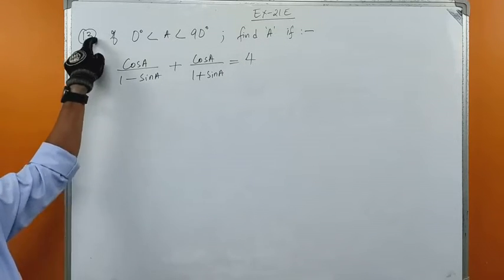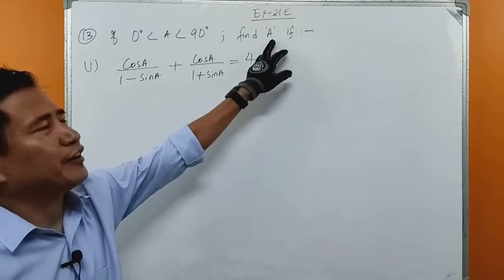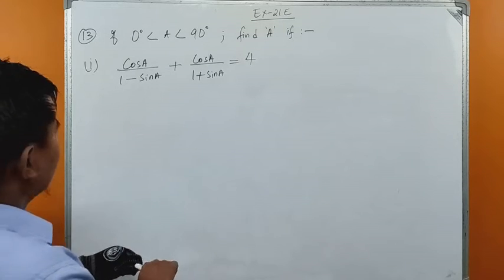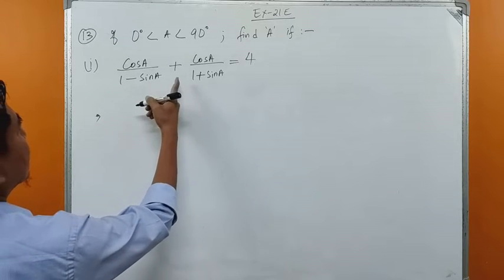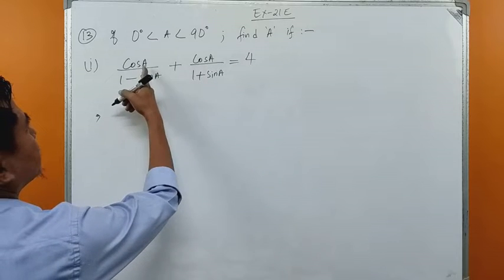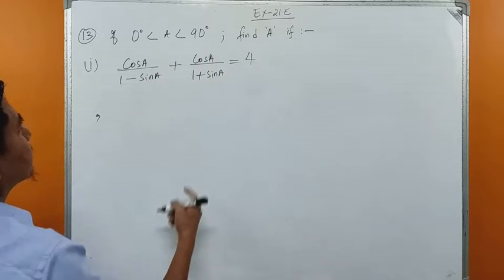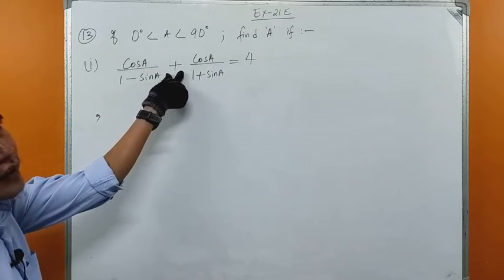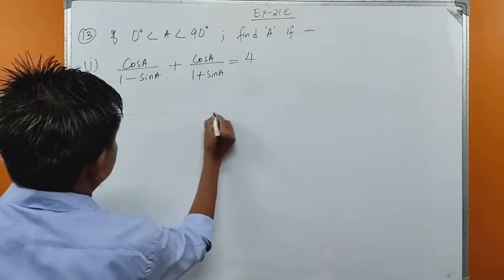This is question number 13. This is the given equation to us. From this equation we are asked to find the value of angle A. So let's begin. Let's take the LCM of the denominators, 1 minus sin A and 1 plus sin A. Okay, there is a plus sign in between these two fractional numbers, numerator denominator. This is a fractional number and this is a fractional number, there is a plus sign. So we must take the LCM of the denominators, isn't it?